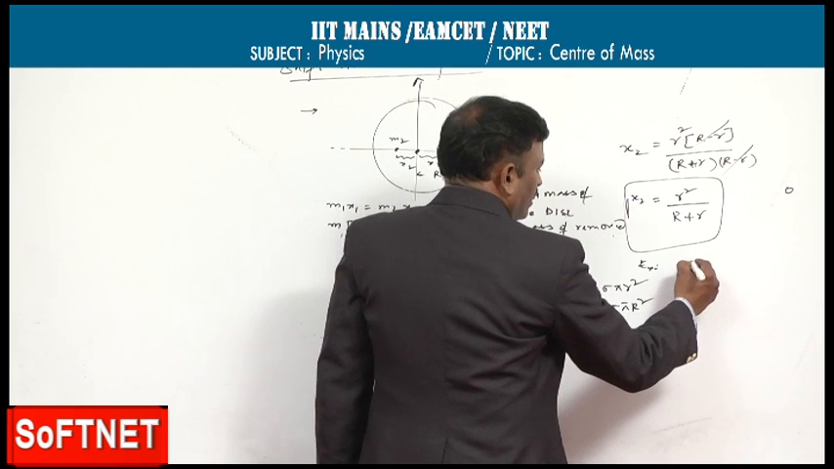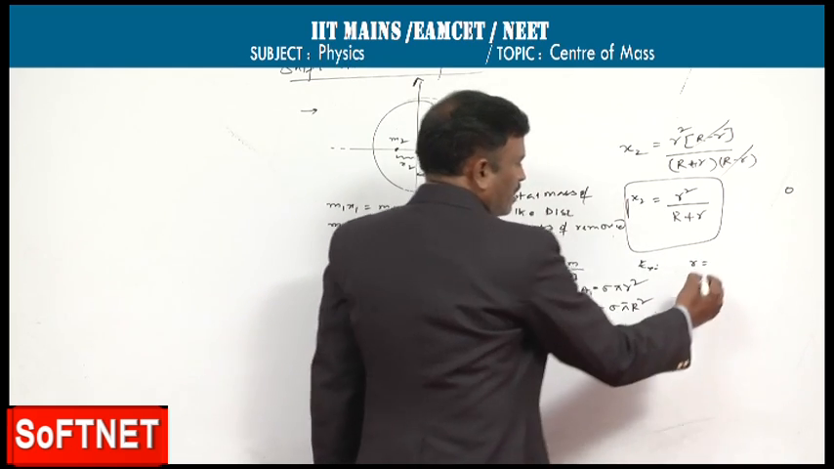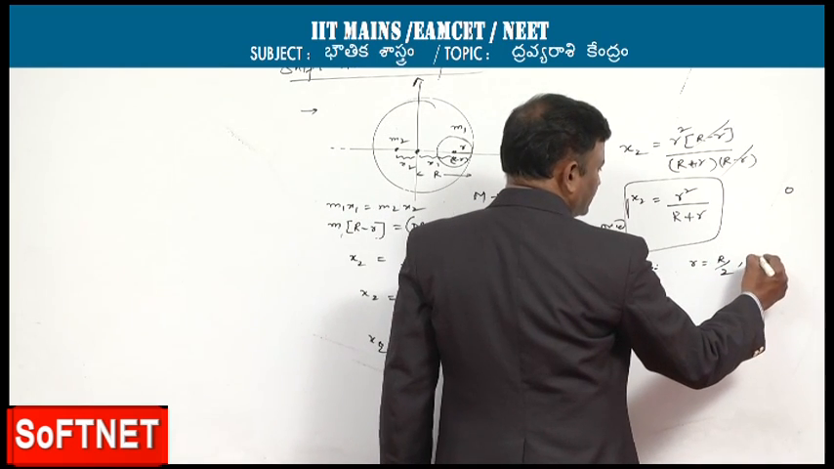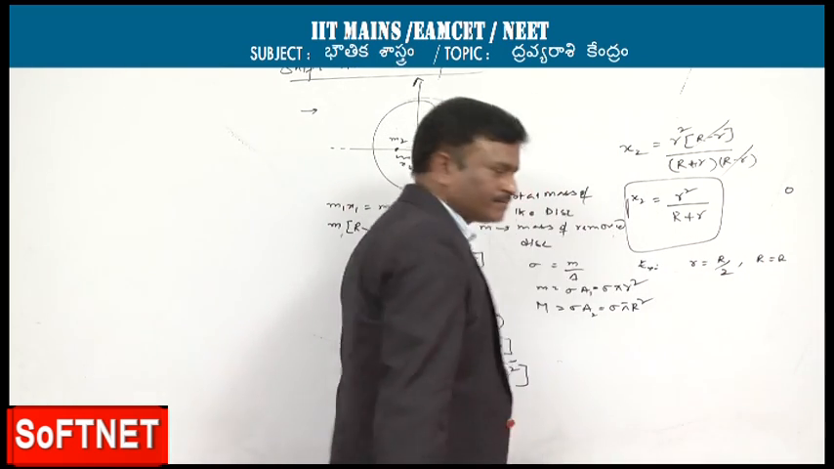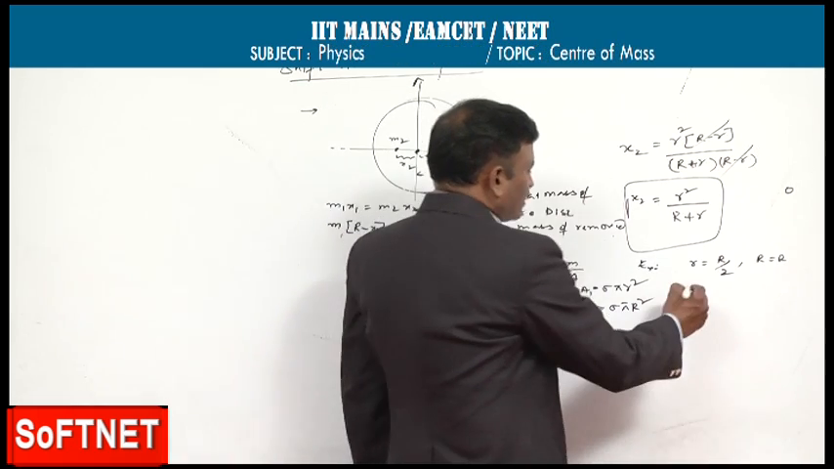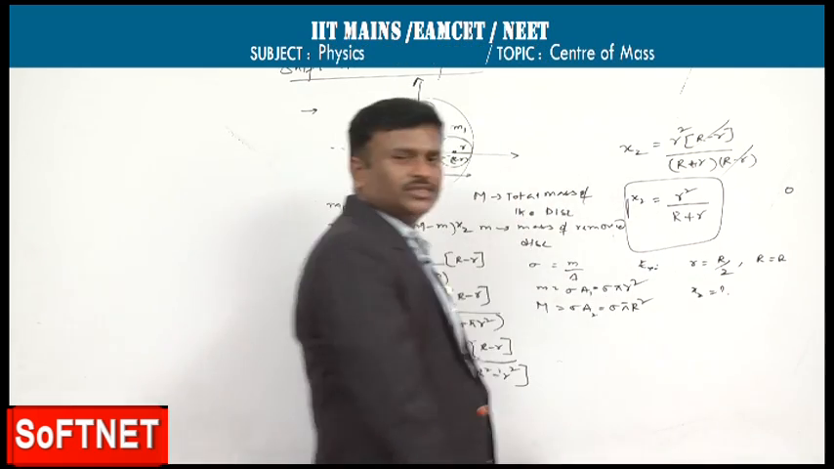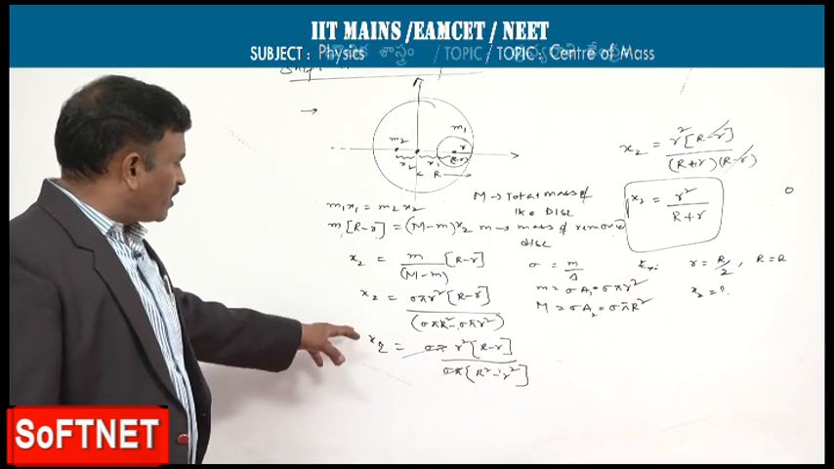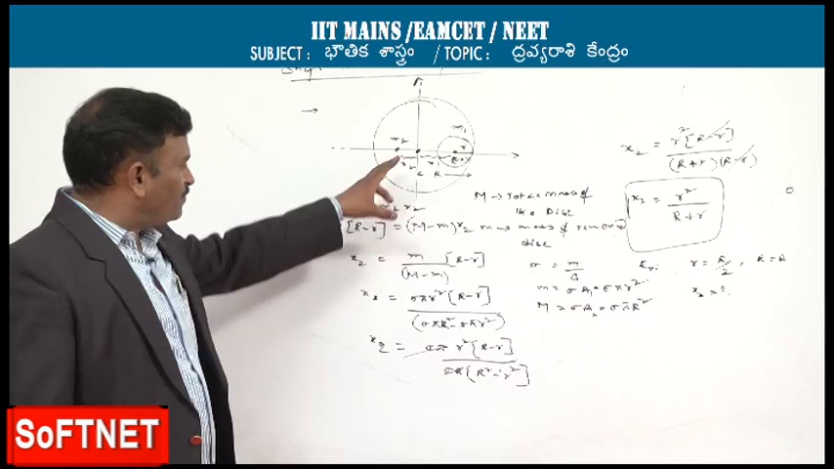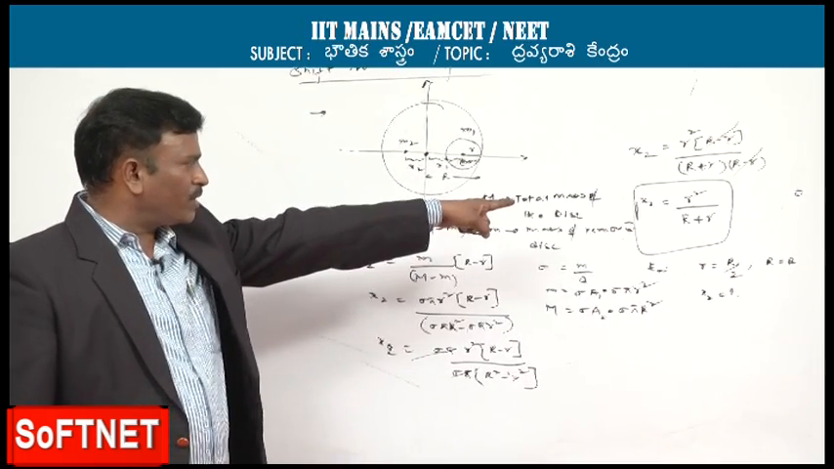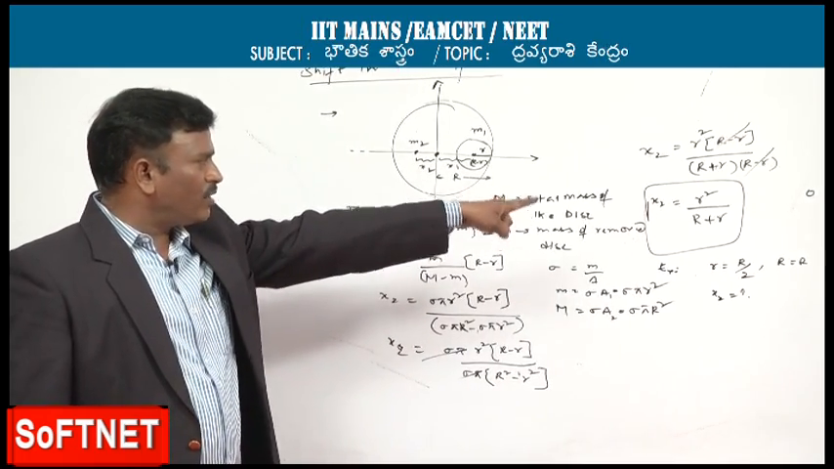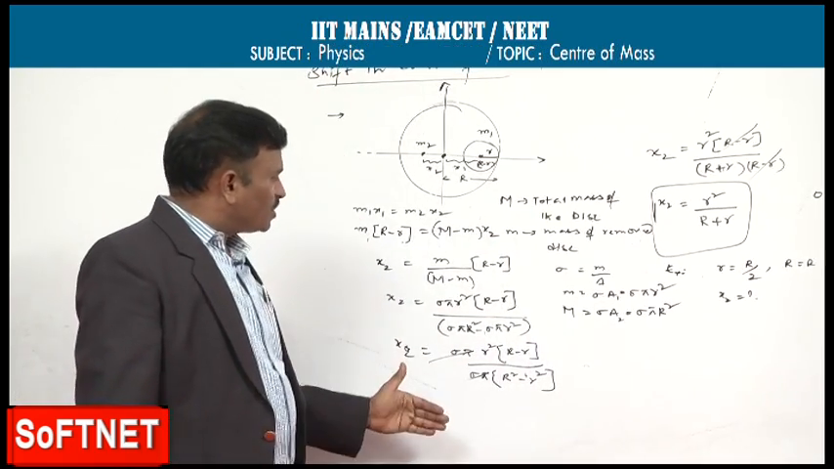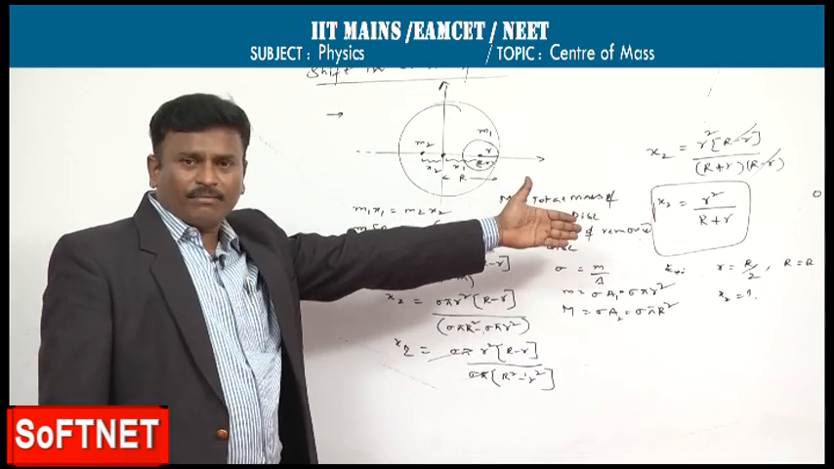A disk of radius r by 2 is removed from a disk of radius R. Then the shift in center of mass is how much? That is the question. This is a very important formula. Instead of deriving the entire thing, the shortcut you can remember is x2 is equal to r square by capital R plus small r. Either the equation solving method or the direct formula-based method.